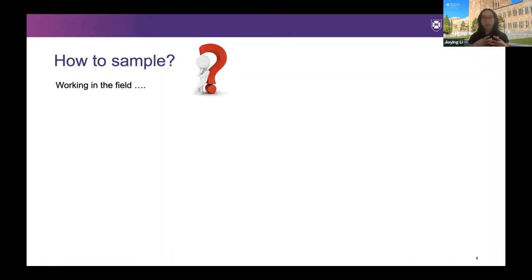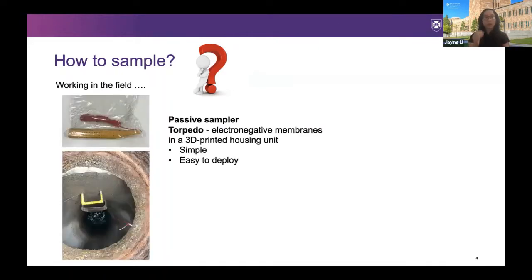When we are trying to move from the wastewater treatment plant to its upstream catchment, the first question is, how do we take samples from the sewer system? Working in the field means you don't have much access to power, and it's not feasible to use expensive facilities at multiple sites. You won't be able to manage them. So what we are using for field monitoring is a passive sampler named Torpedo. This is a sampler that contains electronegative membranes in a 3D printed housing unit, which was designed by Professor David McCarthy at Monash University, Australia. It is a very simple sampler, 15 centimeters long, and easily deployed in the sewer manhole.